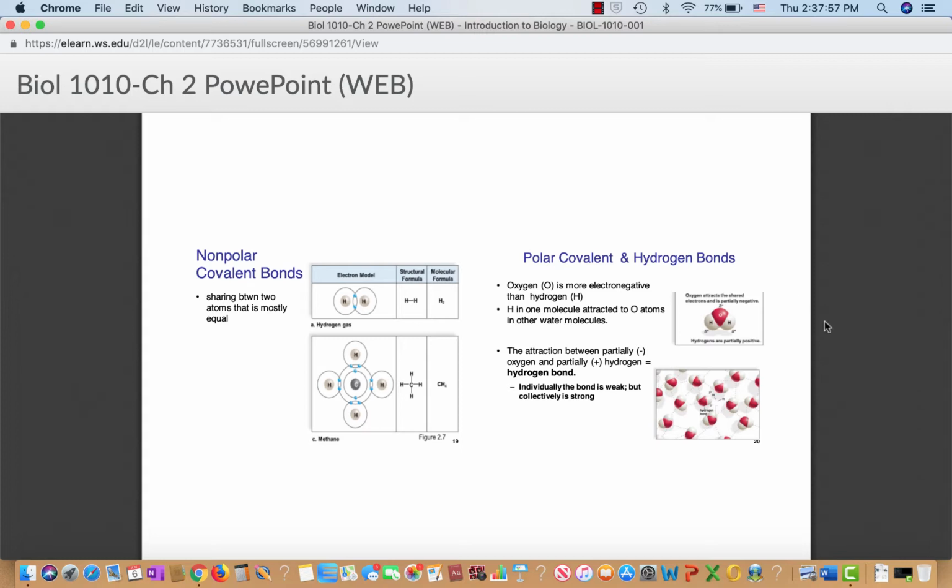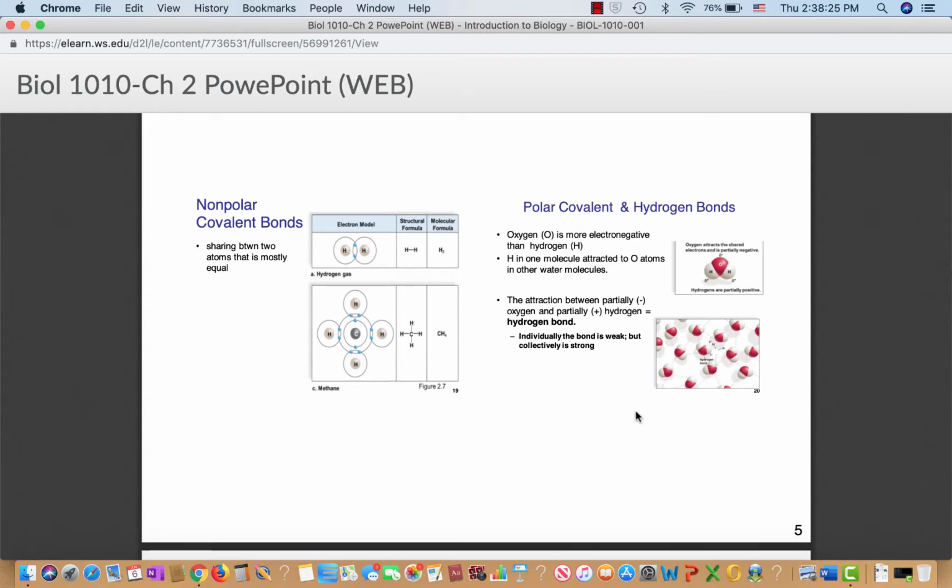And that will result in, like in water here, partial positive charges on the hydrogen and partial negative charges on the oxygen, because a greater percentage of the time the oxygen, being more electronegative than the hydrogen, is hogging the electrons. Which leads to this bent configuration. But it allows for hydrogen bonding.